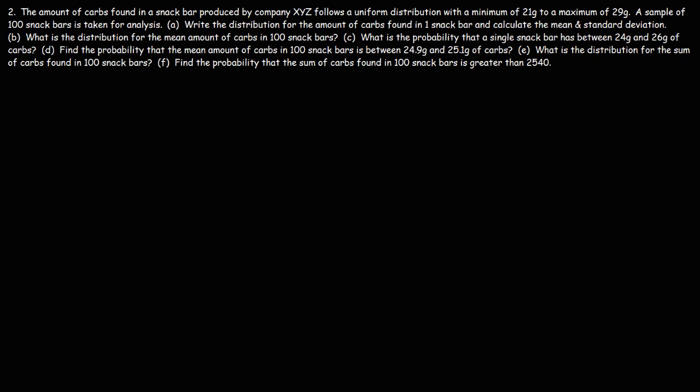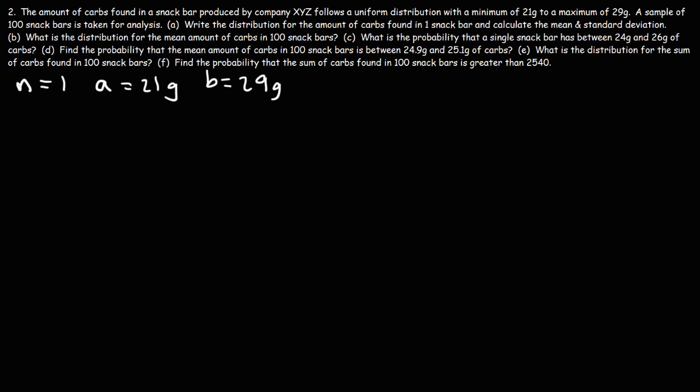For Part A, are we dealing with a population distribution or a sampling distribution? Well, we're dealing with one snack bar, so we're not dealing with a sampling distribution yet. We're dealing with a population distribution. Now, the shape of that population distribution is a uniform distribution. Now, we're given the minimum and the maximum value. The minimum value is 21. The maximum amount of carbs in a snack bar, that's 29.